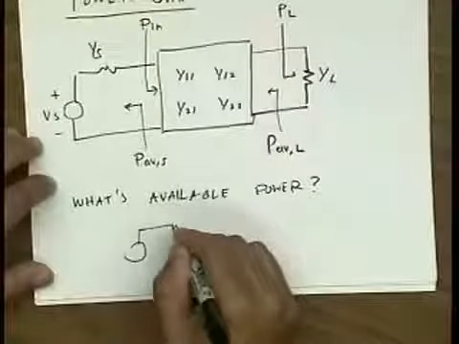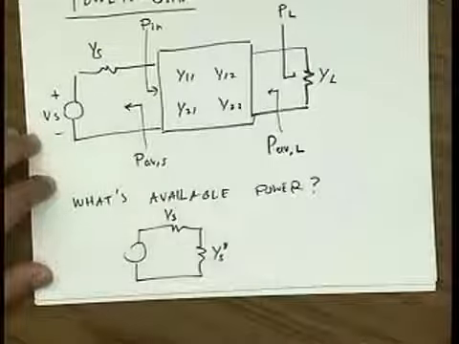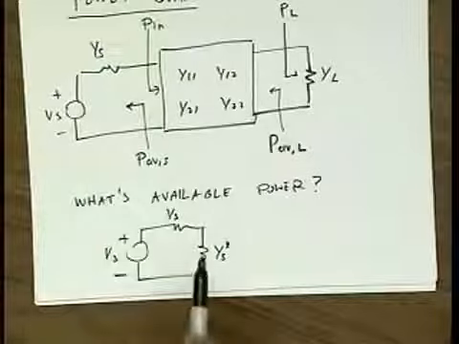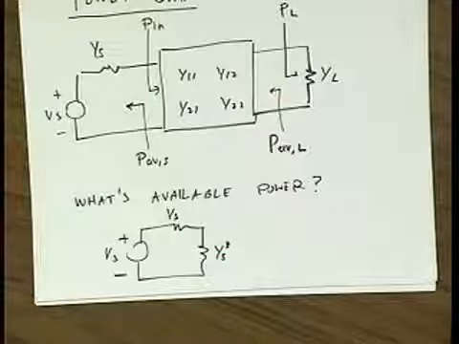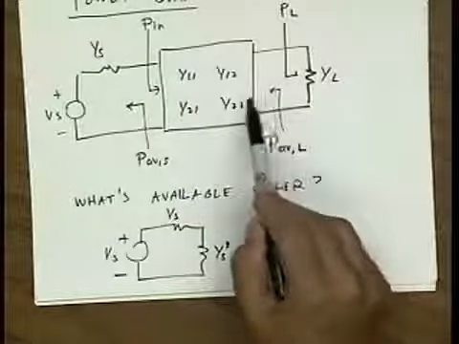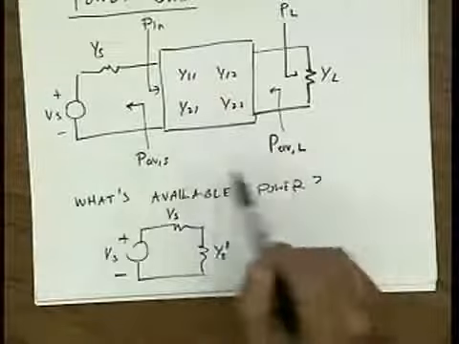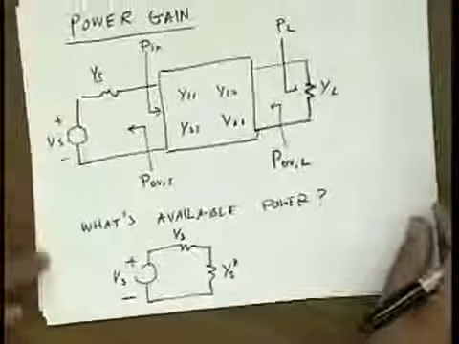In other words, if I connect YS star, I then can extract the maximum power from this source. Likewise, power available at the load is the maximum power that you can extract from this 2-port. So you might ask, why are these interesting? We'll come back to that. We'll define a gain called the transducer gain, which is a very interesting comparison.